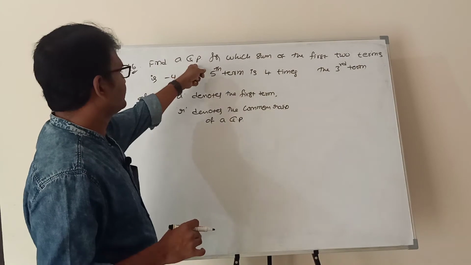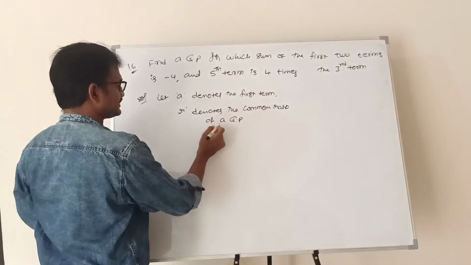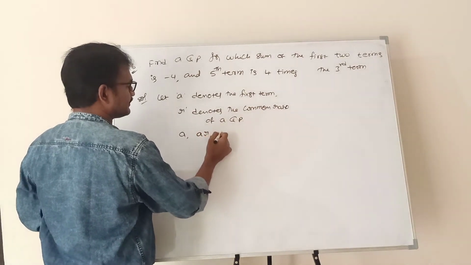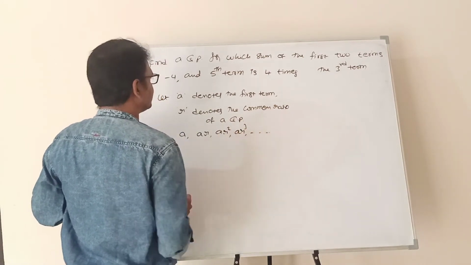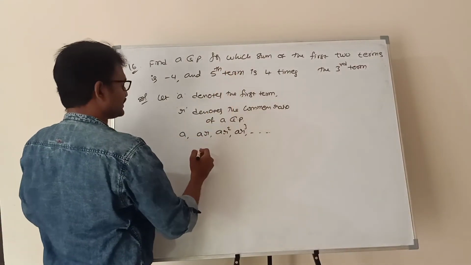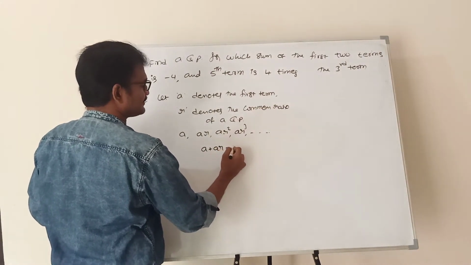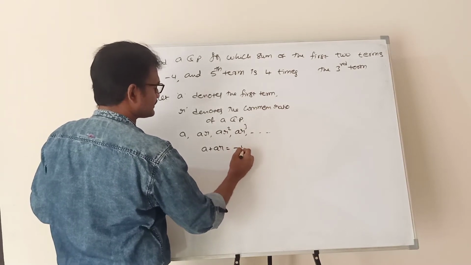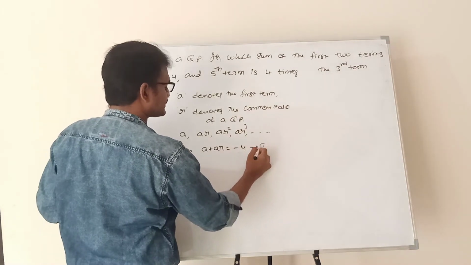Then what is given? First, the sum of the first 2 terms. What is the standard form of a GP? If A and R are given, it is A, AR, AR square, AR cube, and so on. Sum of the first 2 terms means A and AR. A plus AR is equal to minus 4. So the sum of the first 2 terms is minus 4.